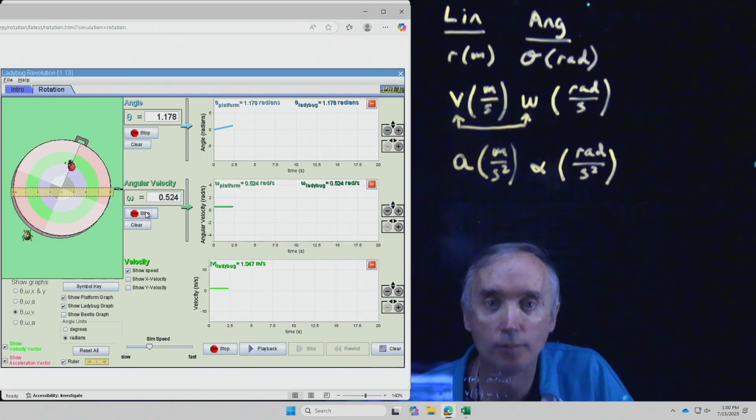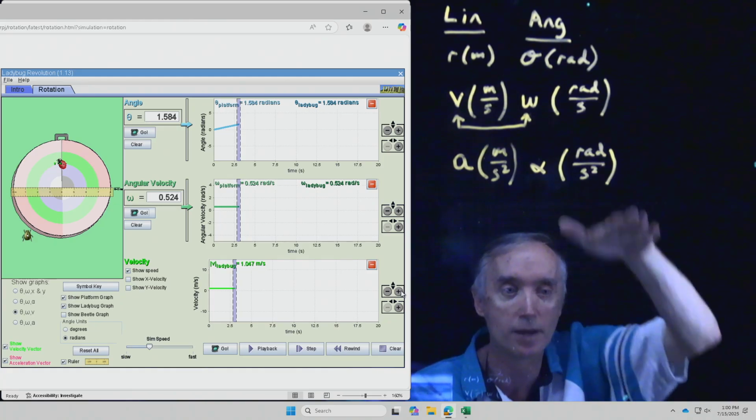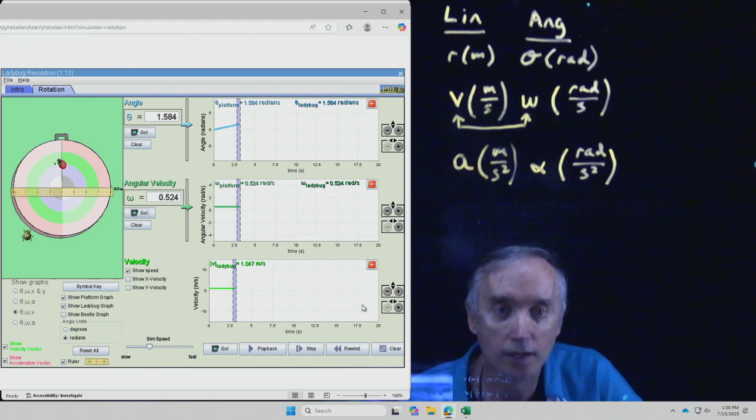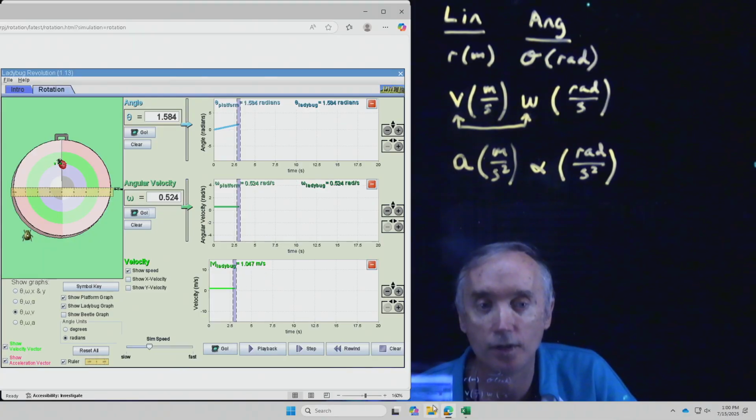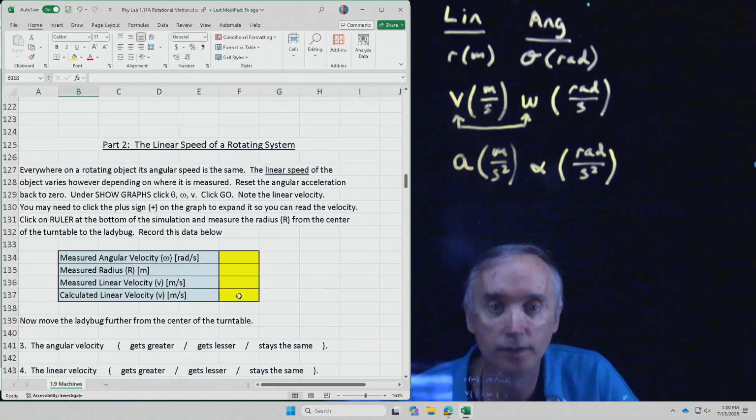And then we could stop it up there somewhere. And now look at the velocity. So here's the angular velocity right there. And then it doesn't have a box for it, but you can measure it. So you might need to click on these buttons to expand the graph so that you can read the number, but it's up here. So here's the speed in meters per second. So you're going to take that number and then put that right here.